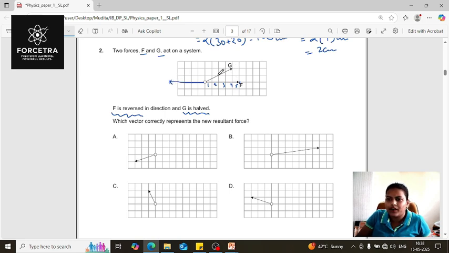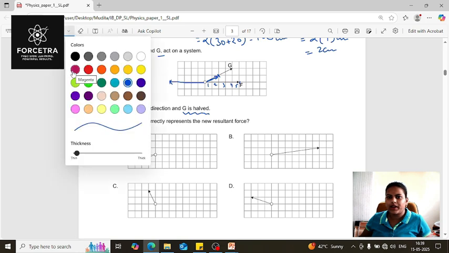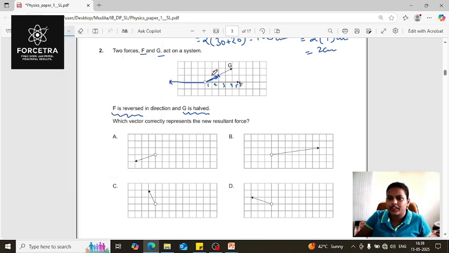When G is halved, as you can see, this is the point where it would be halved. So this is the new vector. So we have to find the resultant of these two vectors. To add these two vectors, I have to connect the head of one to the tail of the other. So I am putting this G by 2 vector at this point. This is the head of F, which is reversed, and this would be the G vector.